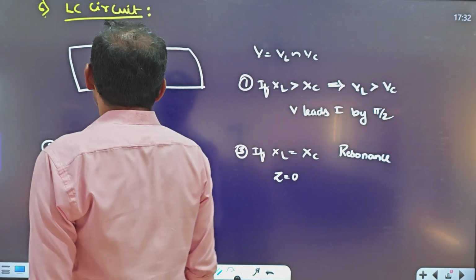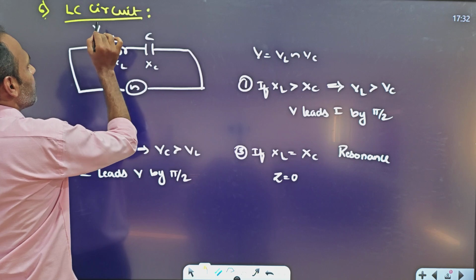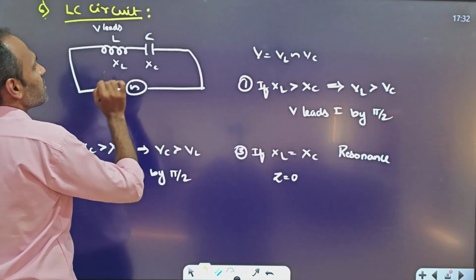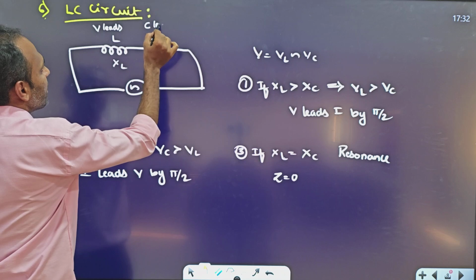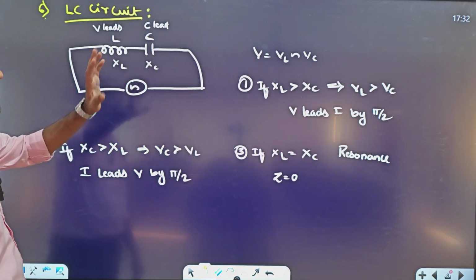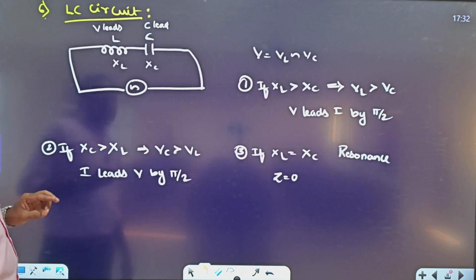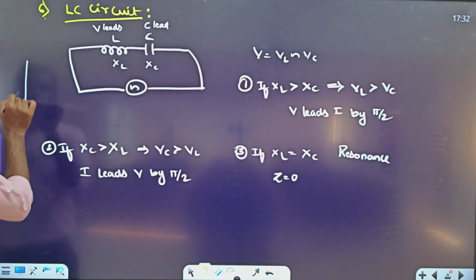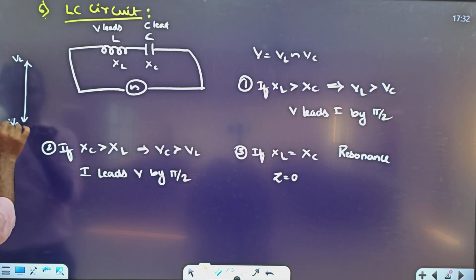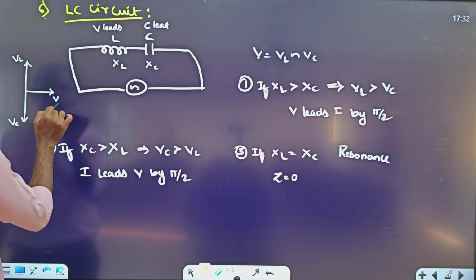Here what happens? Inductor tries to take voltage forward. Inductor supports voltage. Capacitor supports current, so it tries to make current leading. This one tries to make voltage leading. Since we know very well voltage across inductor will be here, voltage across capacitor will be here. They will be opposite in direction. And voltage across resistor will be here.